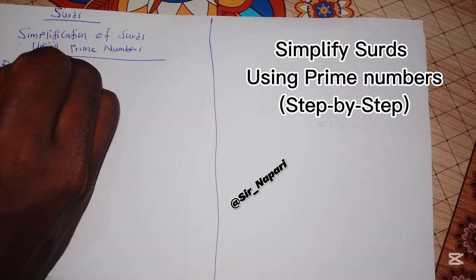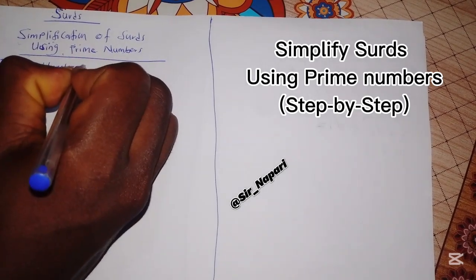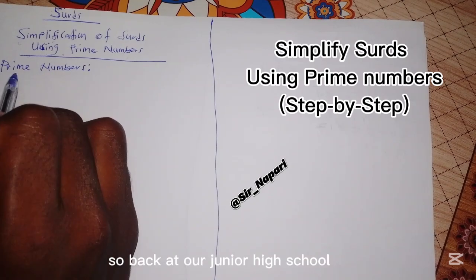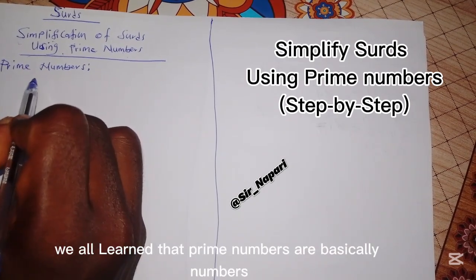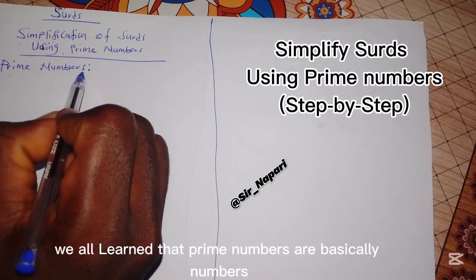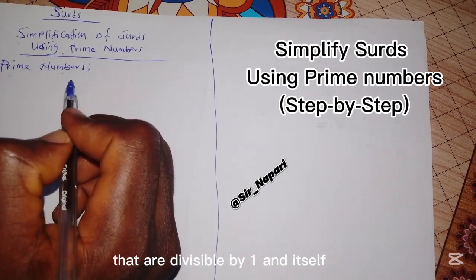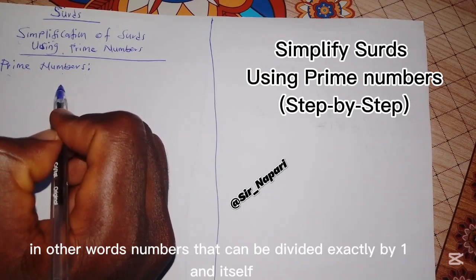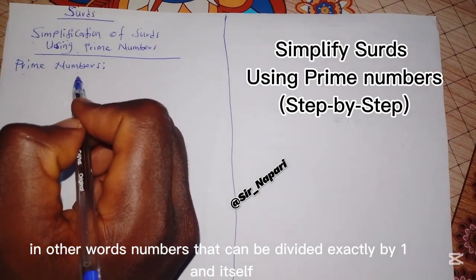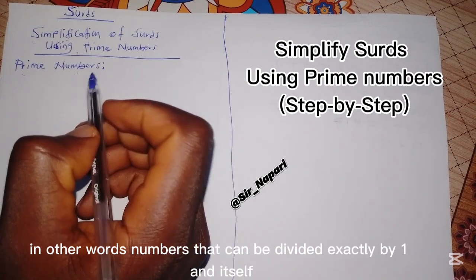Prime numbers. So, back at our junior high school, we all learned that prime numbers are basically numbers that are divisible by 1 and itself. In other words, numbers that can be divided exactly by 1 and itself.